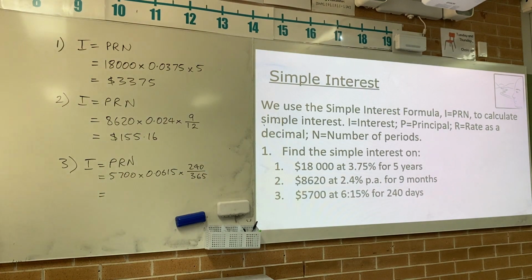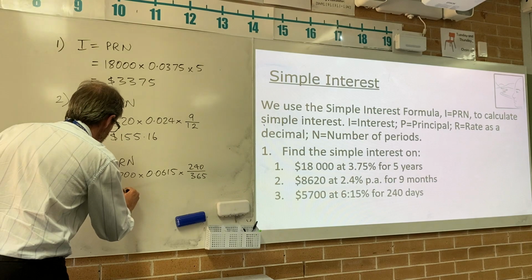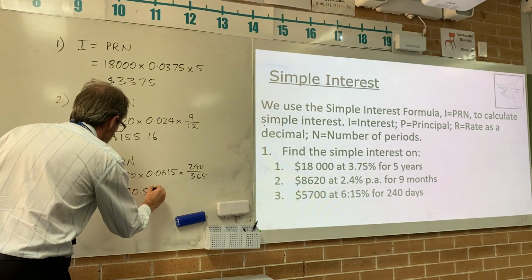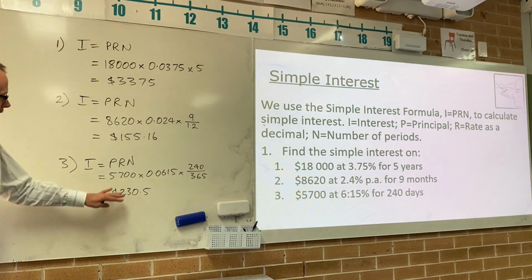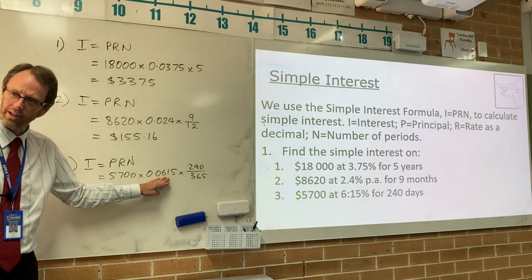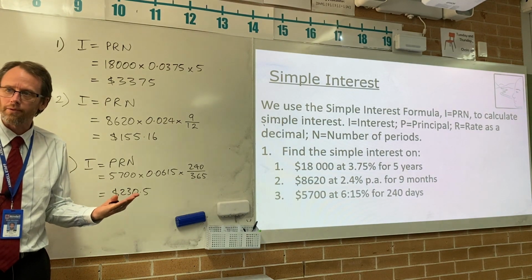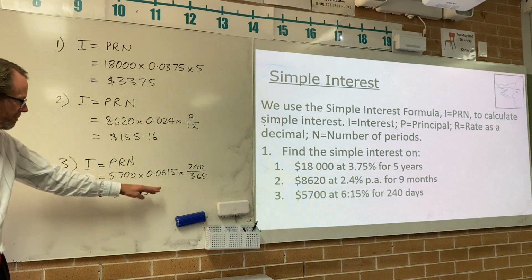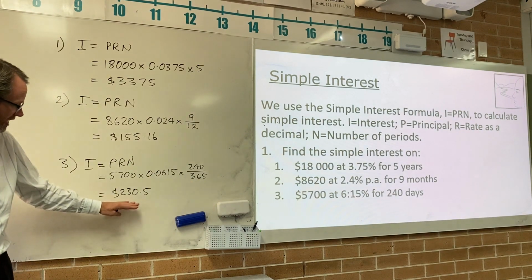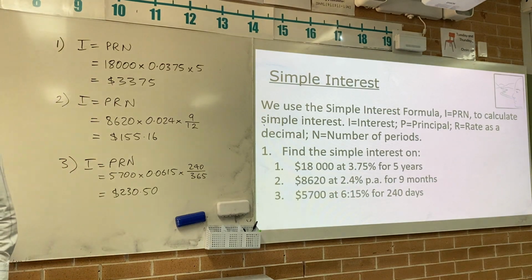So again, can I have somebody type that into their calculator? Tell me what they get. 230.5. Let me have a think. Now, in this case, if I was to take 10%, that's 570. It's about half of 10%, which is about 290, 285, okay? But it's only for 240 days, so that seems about right, okay? Let's make sure we write it correctly.